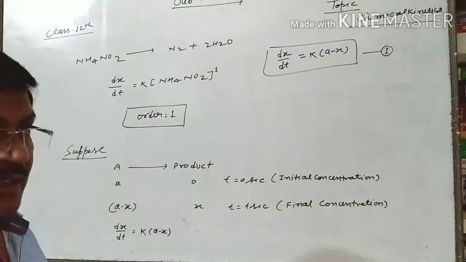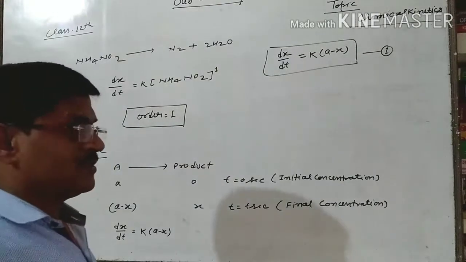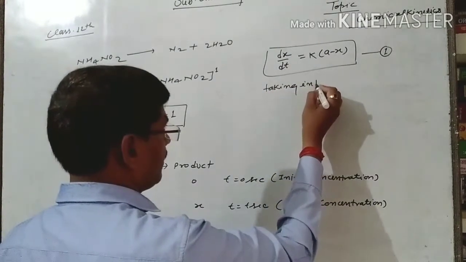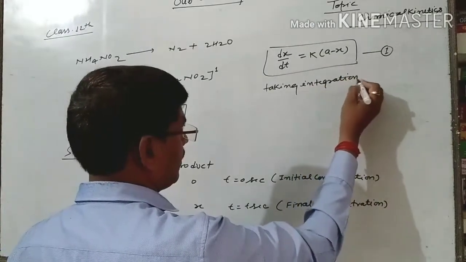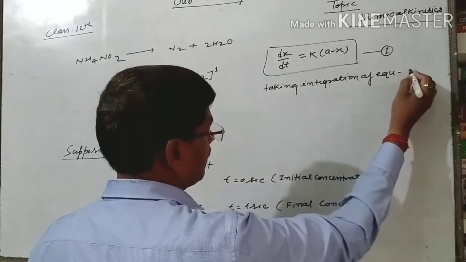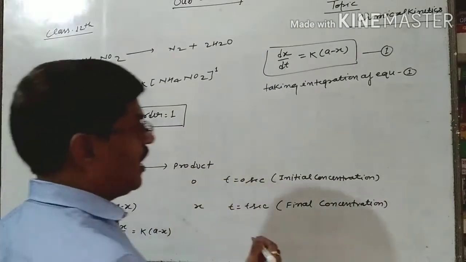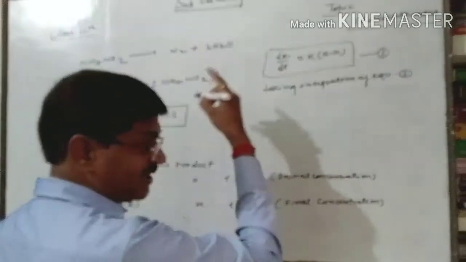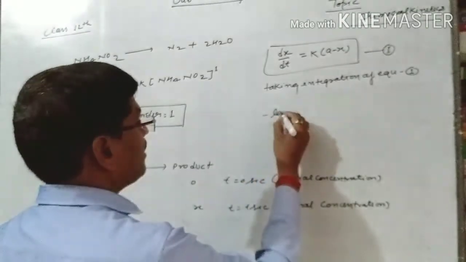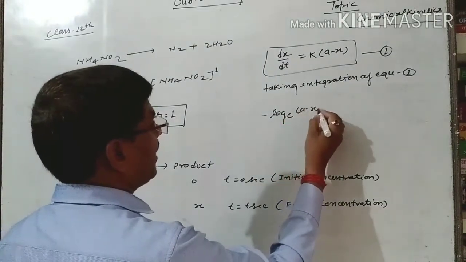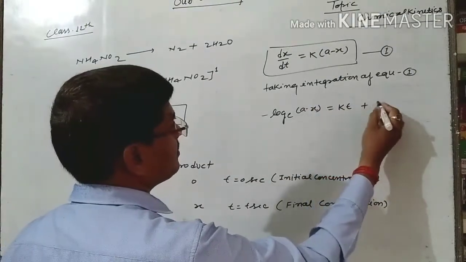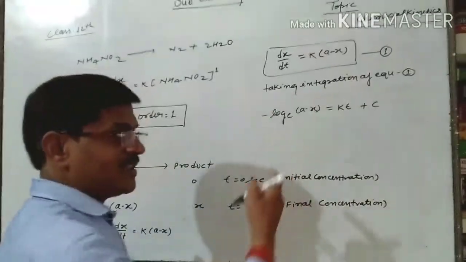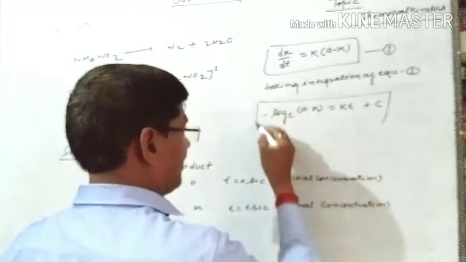first. In terms of integration, if I want to take the integration of equation first, all of you know directly we will get from this, as you saw in the zero order reaction, minus log e base (a minus x) is equal to Kt plus C. This is the integrated form of equation first. Suppose this one is equation second.